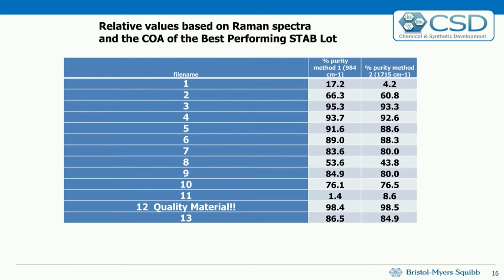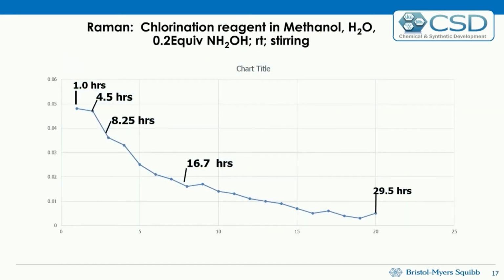So you can see there's a lot of variability in purchase lots. So it's something that we try to tell all our chemists: if the reaction doesn't work, it could be your reagents. And let's take a look at it.